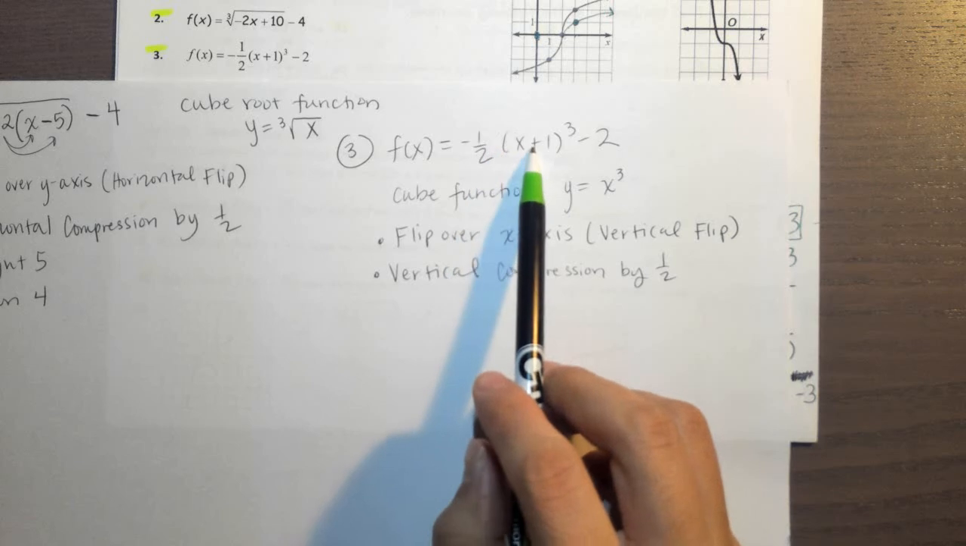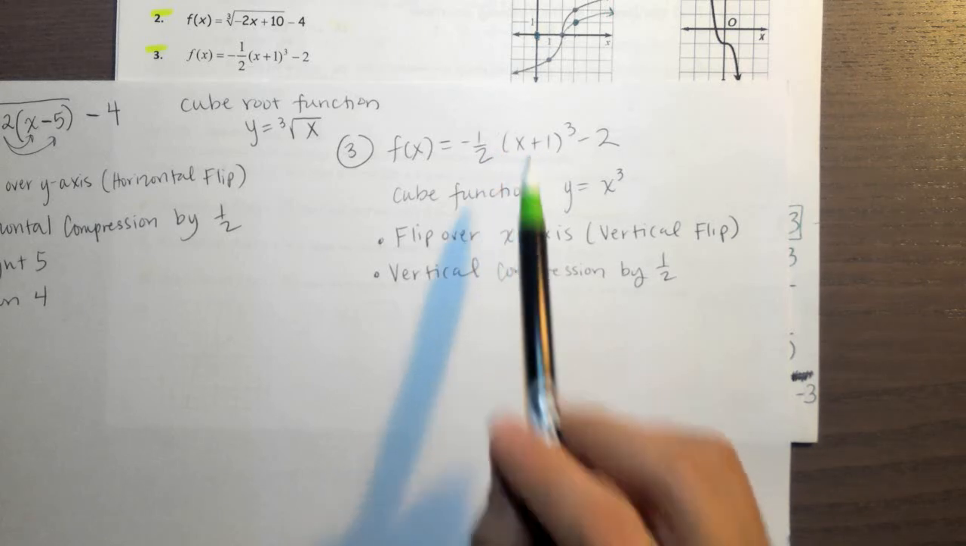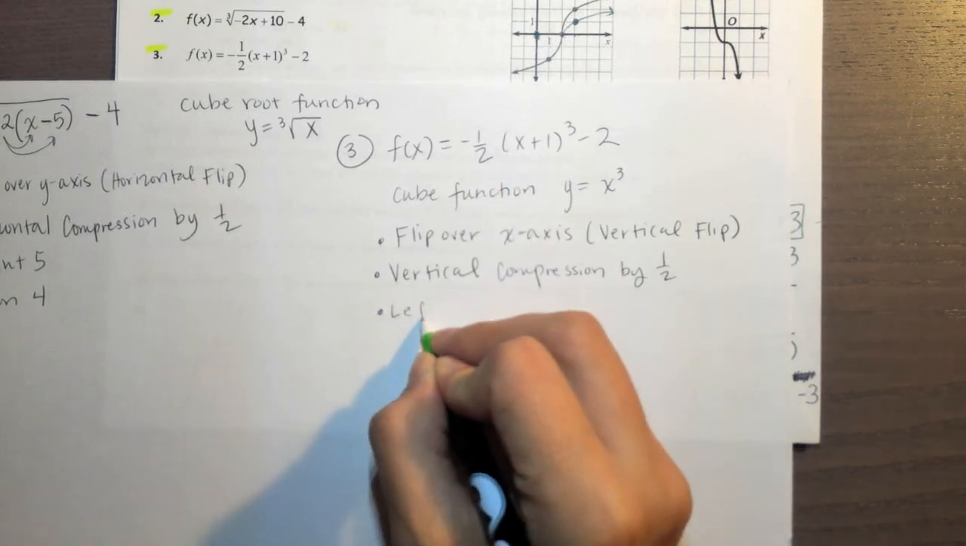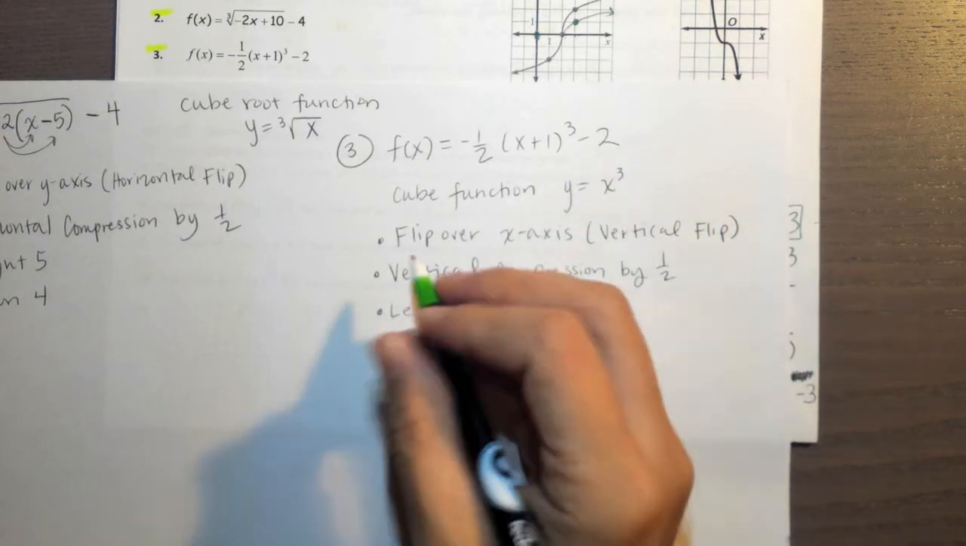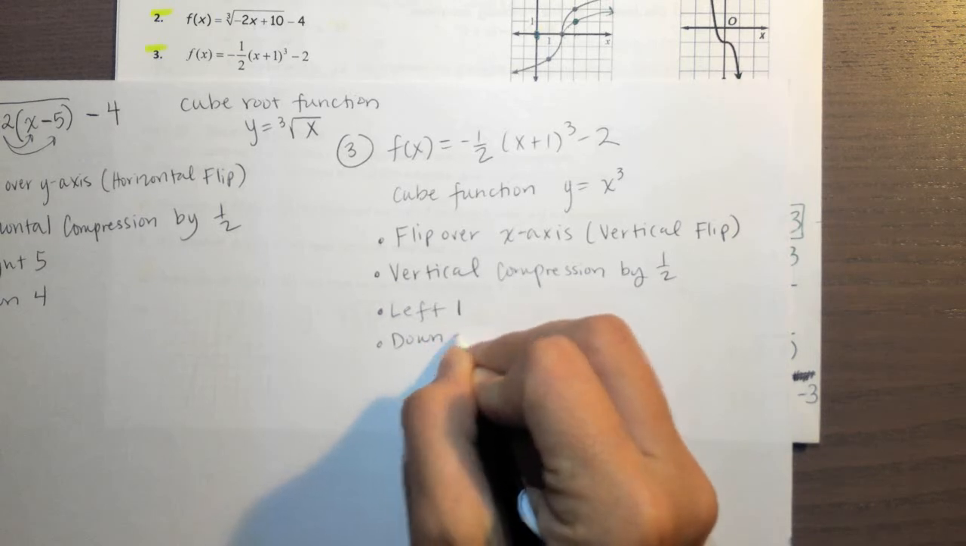And here we're in horizontal, so you're going to do the opposite. So it looks like it goes right, but it's actually left 1. And then out here, it's vertical, so that's going to be down 2. Okay?